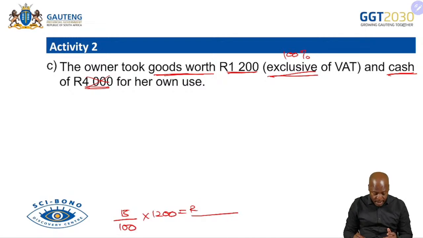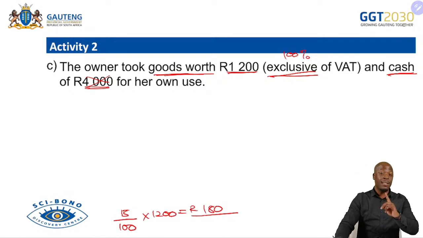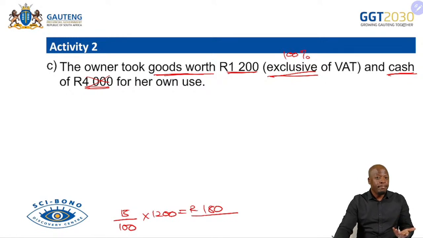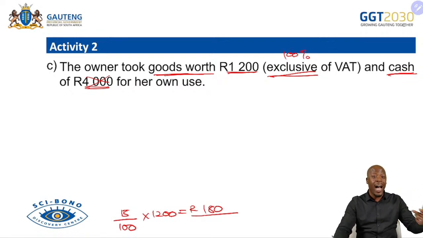Please key in the amount. How much do we get? Thank you. Someone is saying 180. Then we get an amount which is 180. That becomes my VAT. And once I've established that it is 180, the next question is, is it input VAT or output VAT? If the owner is taking goods for personal use, just think again, are the goods coming into the business or are they leaving the business? They're going out. The owner took goods for personal use. So are the goods coming in or going out? Definitely, if he's taking, they are going out.